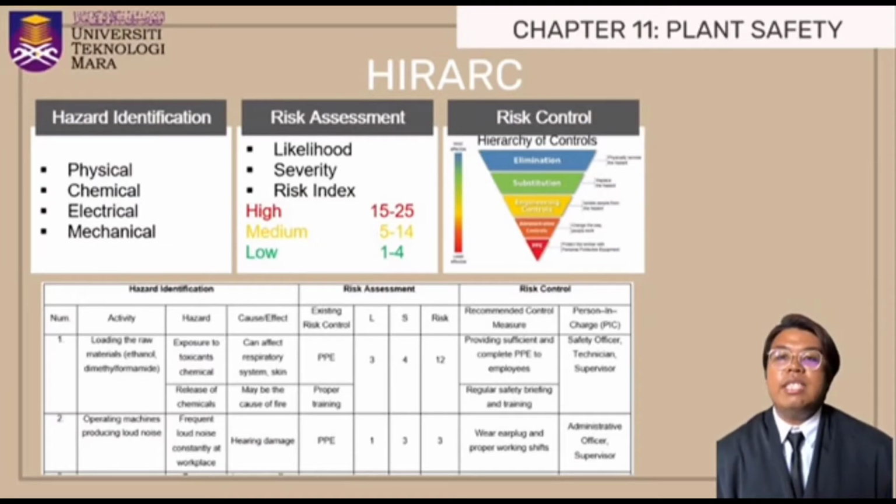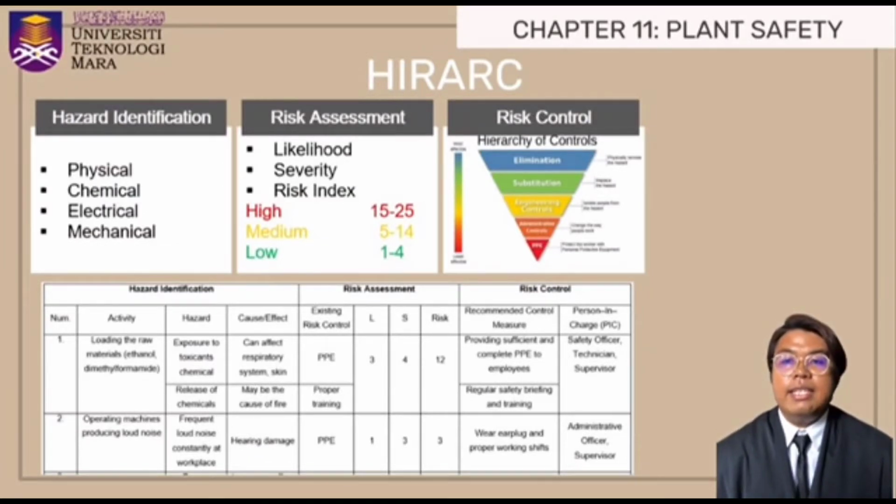Okay, for the safety chapter, especially on HIRARC, it is necessary to identify and recognize the hazards, and hazards can be classified into a few categories such as physical, chemical, electrical, and mechanical hazards. Risk analysis is a process of identifying possible consequences, and by approaching the semi-quantitative method, risk is the combination of severity and likelihood of a particular hazard that may happen.